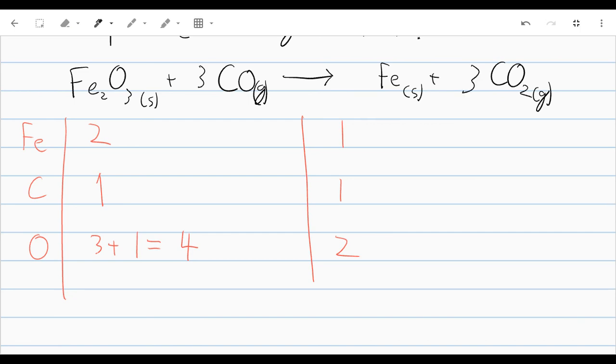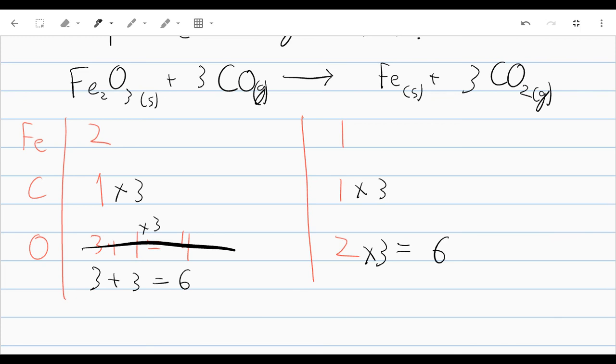Okay, if 3 doesn't work, I'm going to try it with 4. If 4 doesn't work, I'm going to try it with 5. And by that point, we could start fiddling around with the iron 3 oxide as well. But let's see about this. What if we multiply this by 3, this by 3, this by 3, and this by 3? Okay, cross this out. Gives us 3 plus 3 equals 6. Oh, hey! 2 times 3 gives us 6 as well. 1 times 3 gives us 3, and 1 times 3 gives us 3.